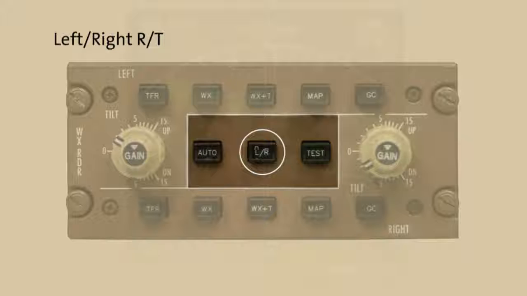On aircraft equipped with dual systems, when the center button is in the out position, the left RT is active. As indicated by the hat symbol on the button, the right RT is active when the button is in.